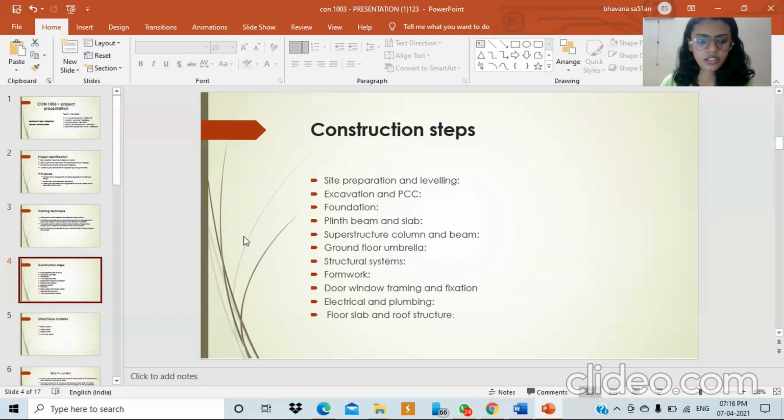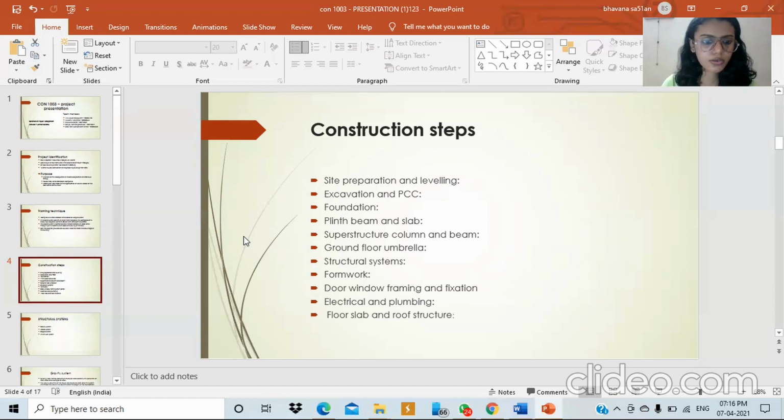Then doors and window framing and fixation. After that, doors and window frames are fixed at specific positions as given in the drawing. Then electrical and plumbing. These are installed in walls and slabs so that they are not visible after finishing. Then pipe and point ends are left out that may be finished after electrical fixtures and plumbing.